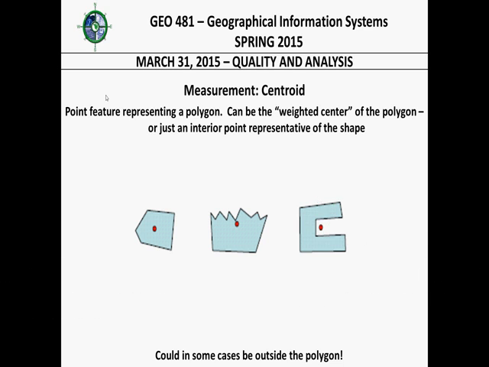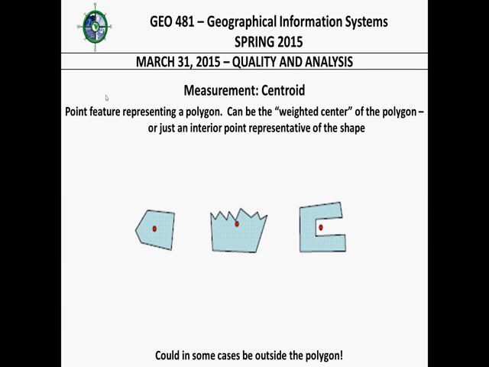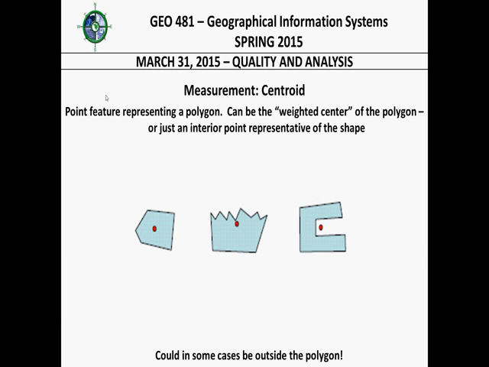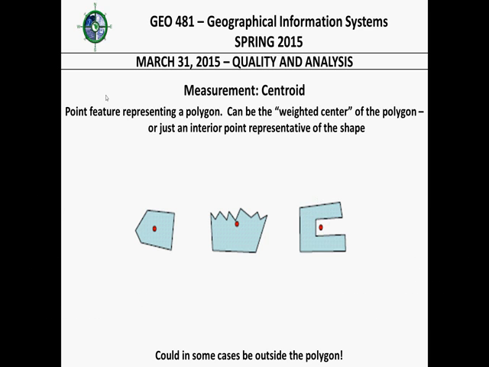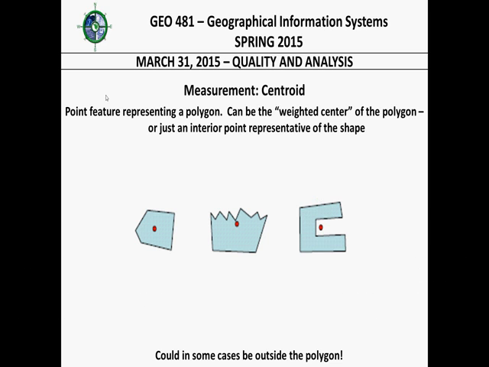We talked about this briefly with topology, but often I'm asked to calculate a centroid of a polygon. So a centroid is making a point of a polygon. And here's some examples here. It is usually the weighted center of the polygon, the center of gravity of the polygon. So if the polygon was a dinner tray, where would you put your finger for it to balance?